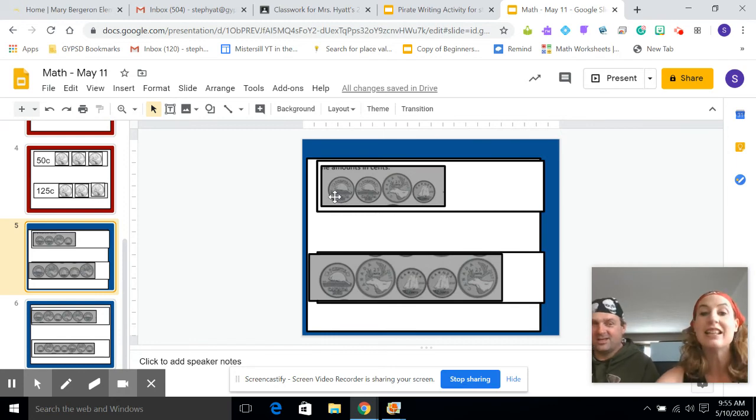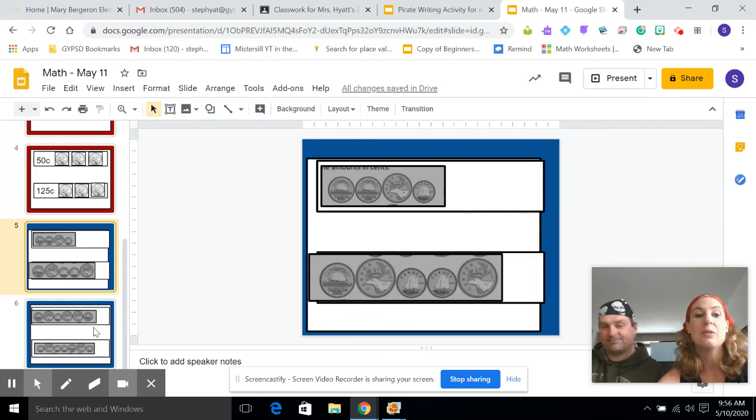Perfect. Okay, let's do another one. These are pretend ones, and the kids have to do their own. Again, I would look at the two quarters and add them up, so you start with 50 cents. Then I would go to the dimes, 60, 70, and then plus the nickel would be 75.